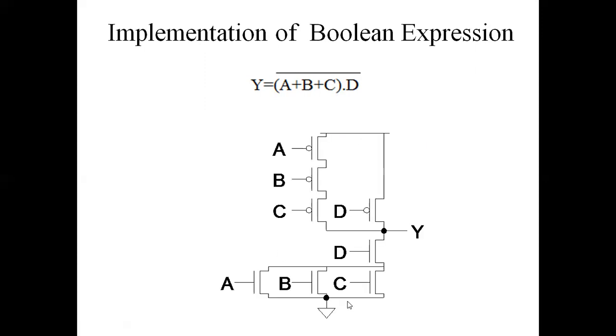In parallel combination, and D is ANDed with this bracket expression, meaning A plus B plus C ANDed with D. So here we are connecting the D input MOSFET in series with the parallel combination of 3 MOSFETs for inputs A, B, C. So for A, B, C, NMOS are connected in parallel, and for the D ANDing action, the NMOS is connected in series with this total network.